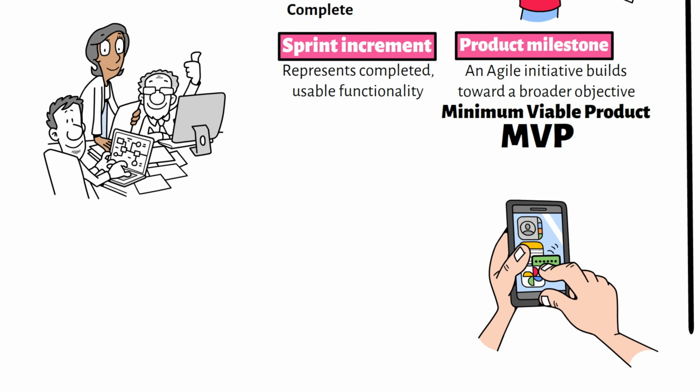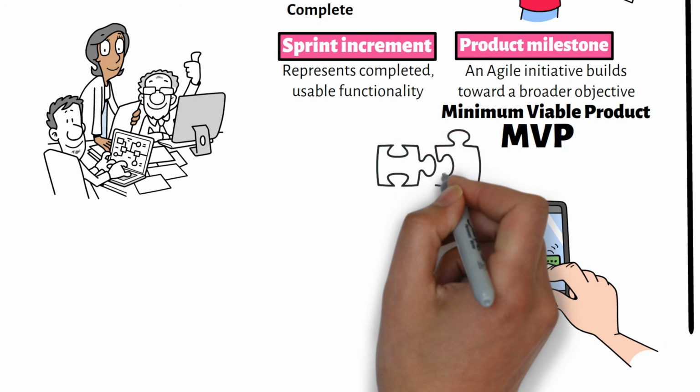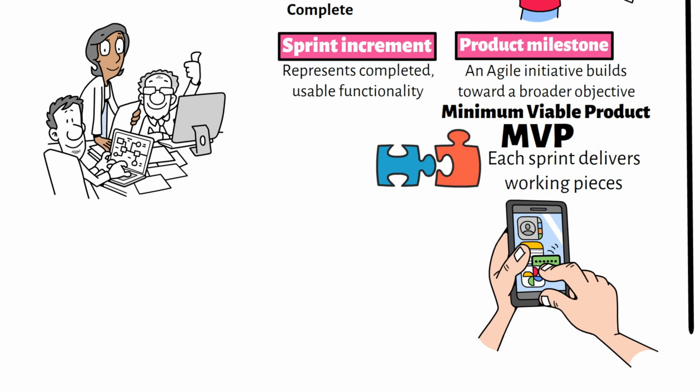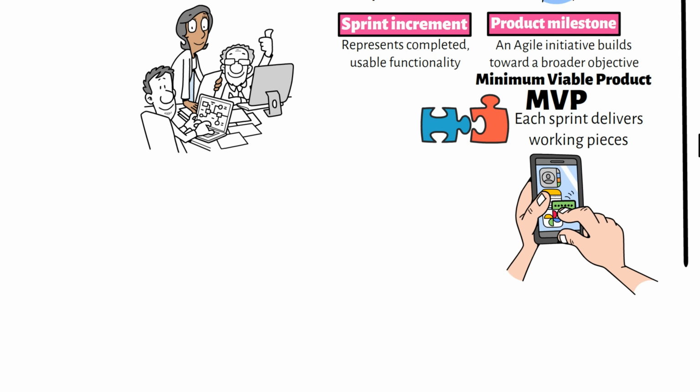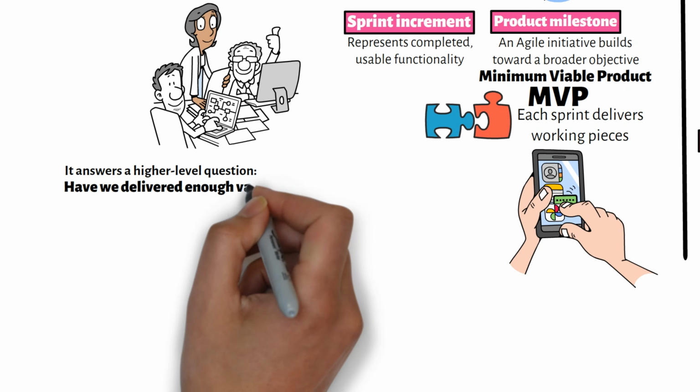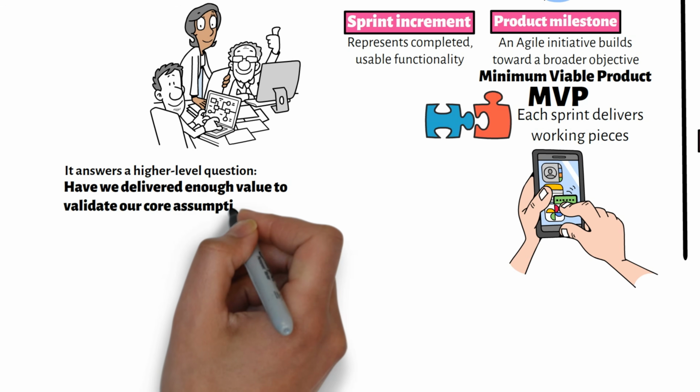Multiple sprints typically accumulate toward the MVP. Each sprint delivers working pieces. The MVP represents the first strategically significant release point. It answers a higher-level question. Have we delivered enough value to validate our core assumptions?